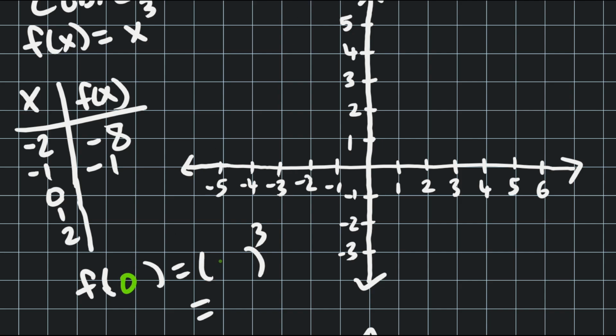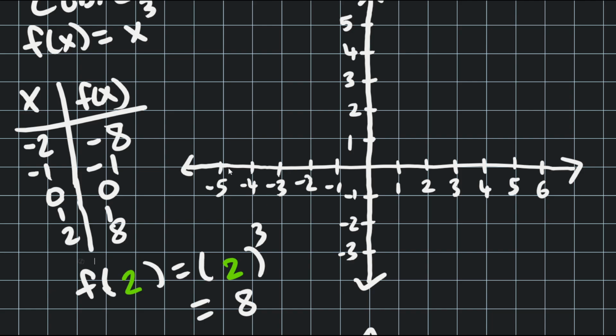F of 0 is 0 cubed, which is just 0. Good. And f of 1 is 1 cubed, which is 1. Perfect. And f of 2 is 2 cubed, so 2 to the power of 3 is positive 8. There we go. We have these points. And let's go ahead and plot them.